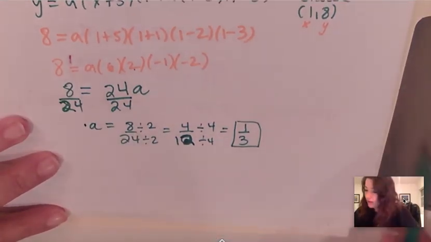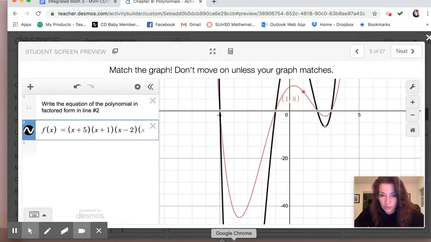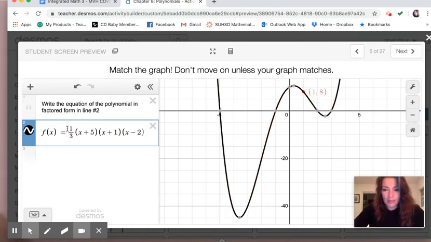So our a value is 1/3, and obviously, if you made a mistake, you can easily check it, because once we enter our a value to the graph, it would not match. So if it matches, it means we did it correctly. So I'm going to put here my a value is 1 divided by 3. And it looks like that is correct.